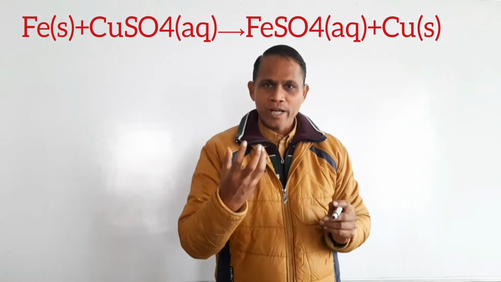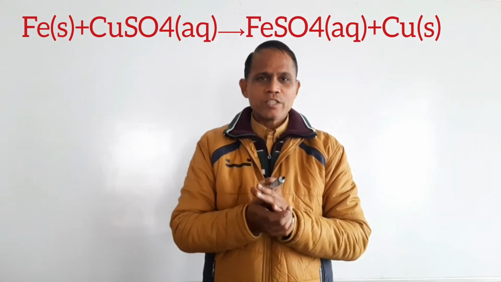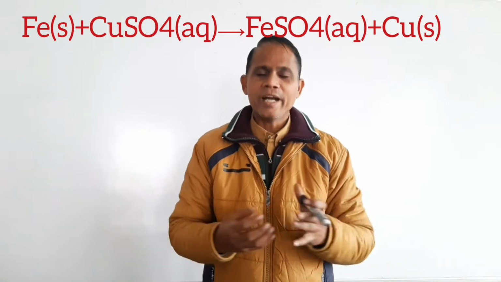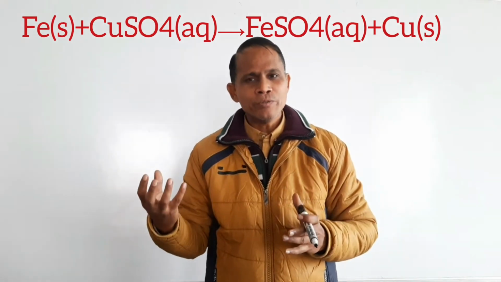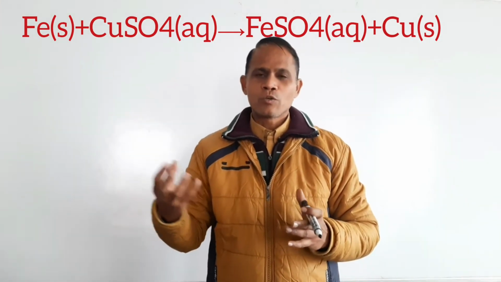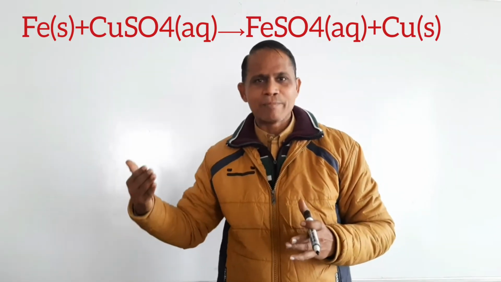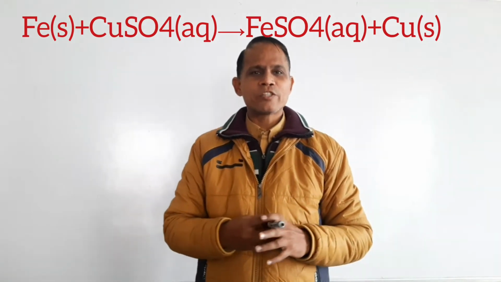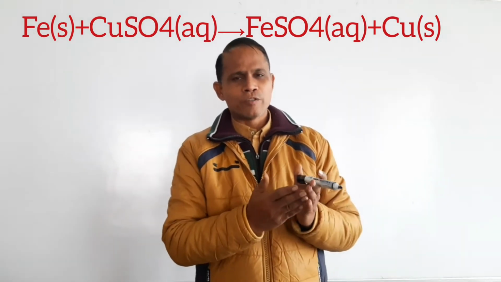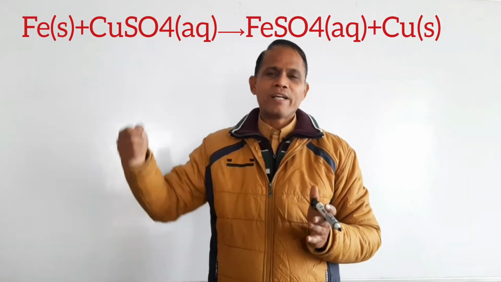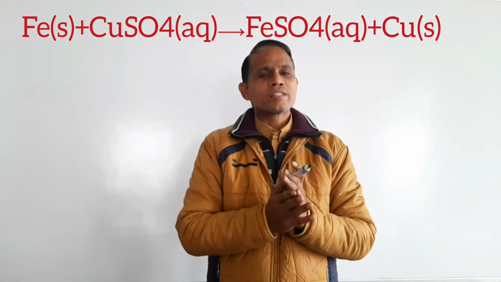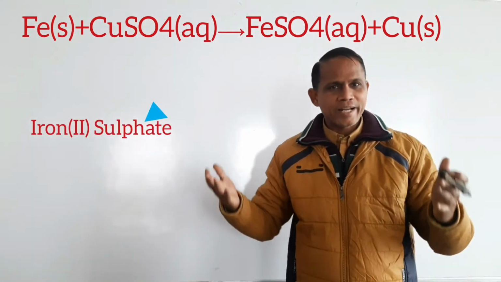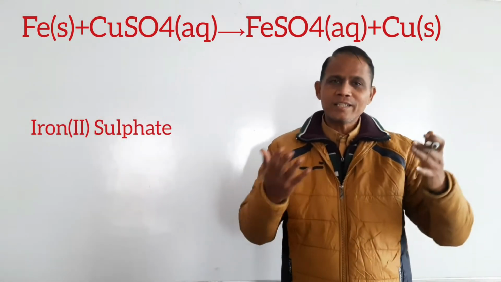Why does it all happen, student? It happens due to the formation of iron sulfate, and the brown color is due to the copper. So copper is being displaced by the iron. Now this can be asked in the examination as well, student. Why does the blue color of copper sulfate turn green when an iron nail is added? So your answer will be: due to formation of iron(II) sulfate, whose color is green.